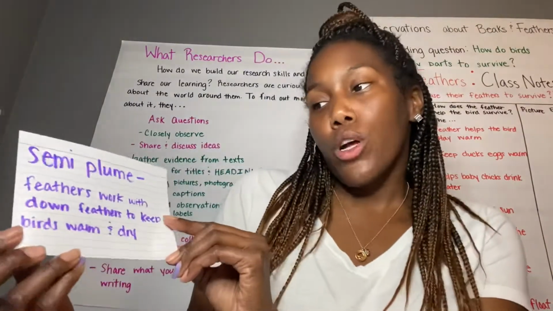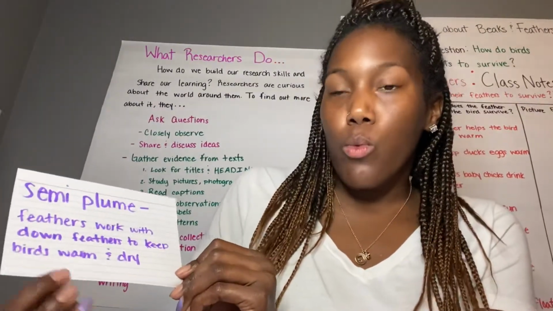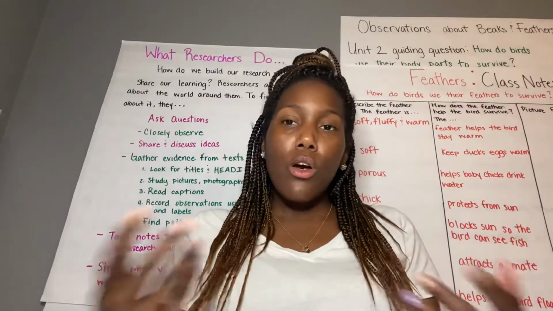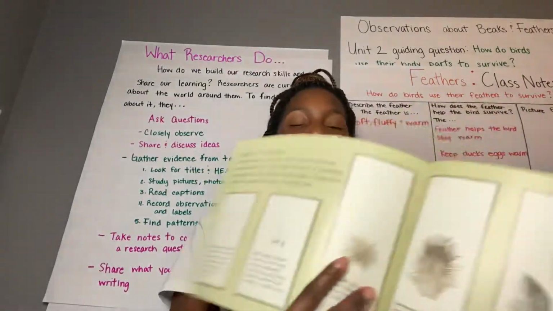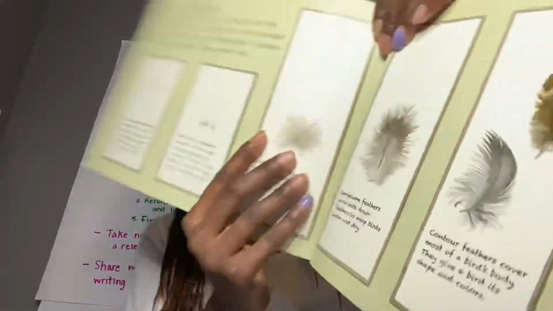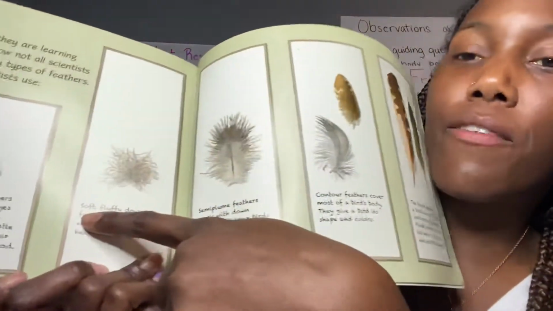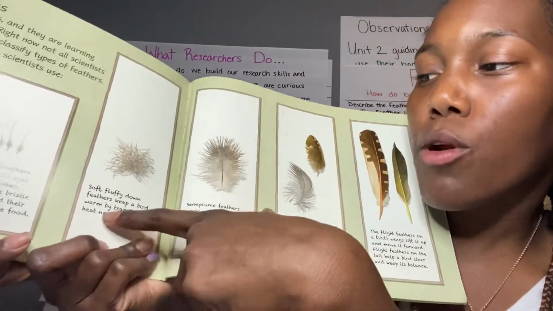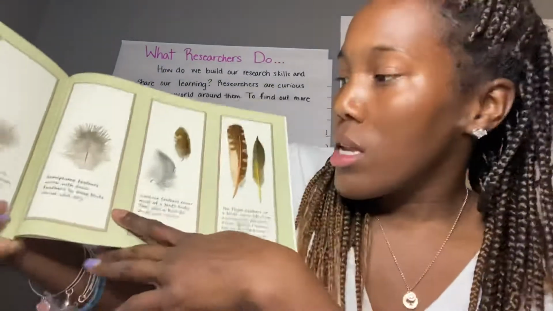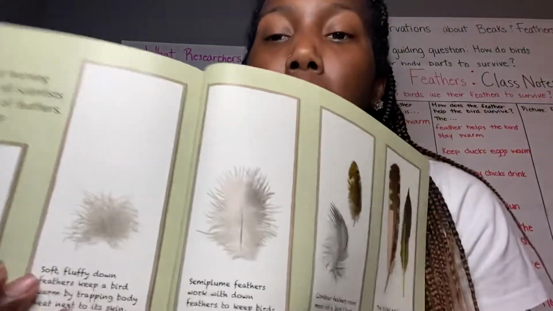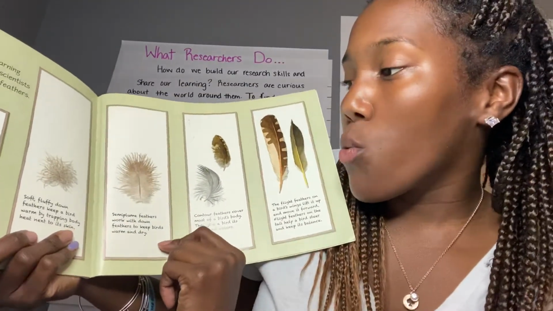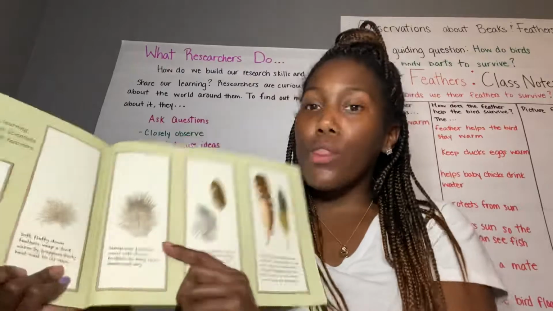Semi-plume feathers work with down feathers to keep birds warm and dry. We talked about these different kinds of feathers briefly yesterday when we went over this page, but we're going to read it again. These are kinds of feathers, okay? So, this is a soft, fluffy down feather, and it keeps a bird warm by trapping body heat next to its skin. Now, this feather next to it is a semi-plume feather. It works with this feather to keep birds warm and dry. So these two feathers work together.